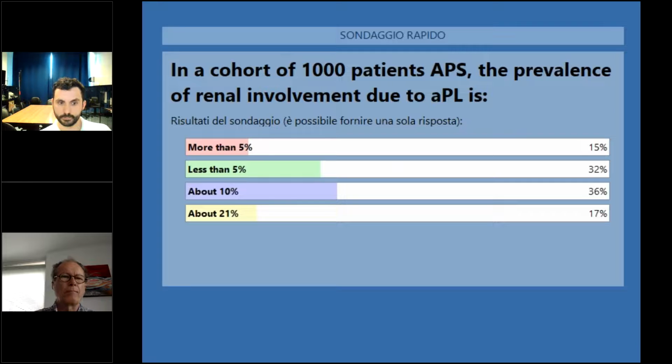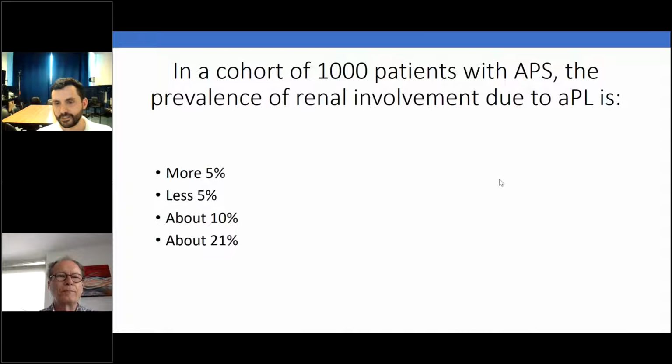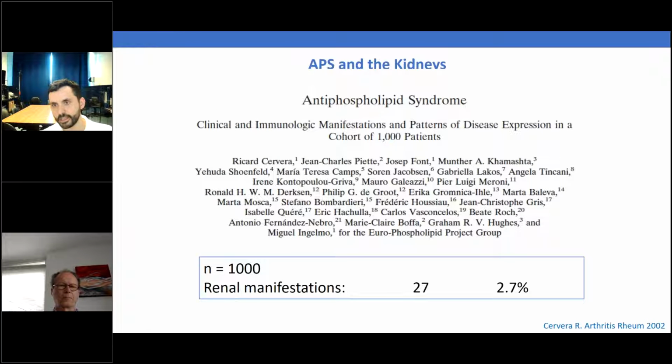Okay, we should stop. So these are the answers that are given. 15% say more than 5%, 32% less than 5, 36% about 10, and 70% about 21. Okay, and let's see, as usual in rare disease, the answer is never easy, and I can fully understand why we are all sharing a different opinion. But all in all, when we don't know the answer, we can go back to the data and to the people who described this disease at the very beginning.